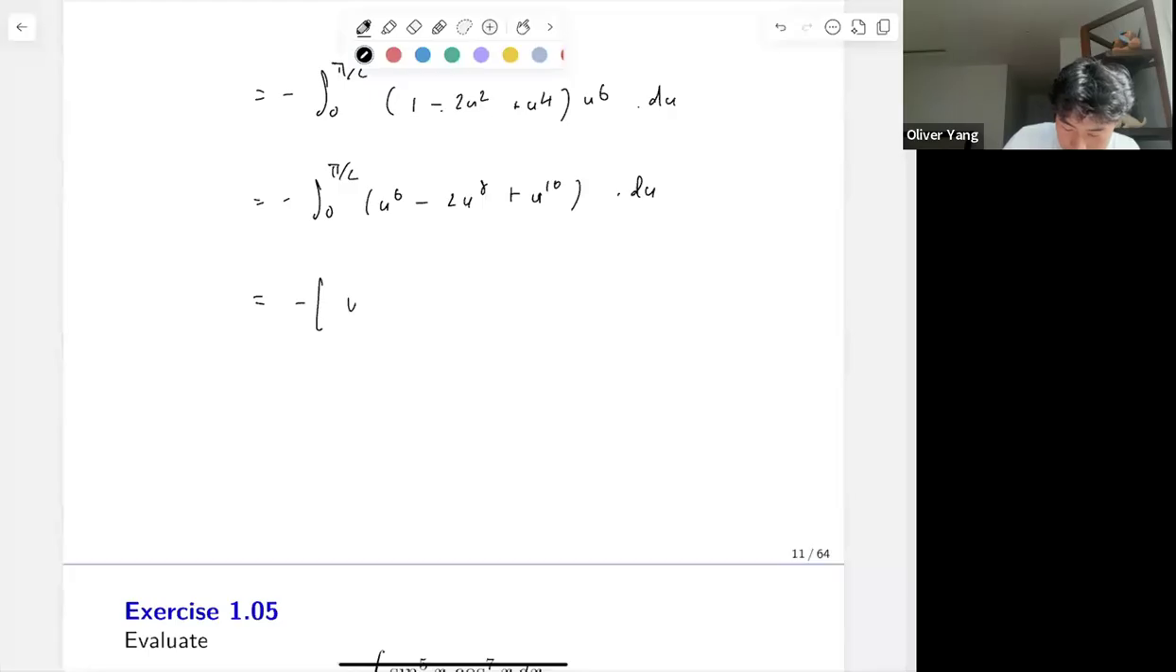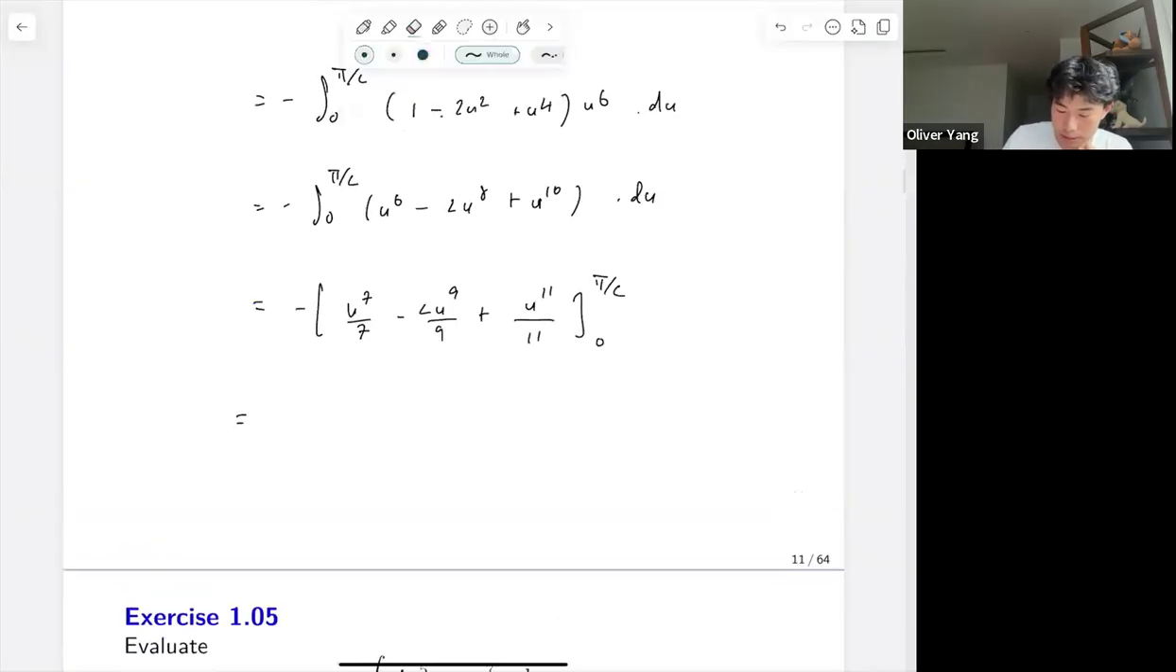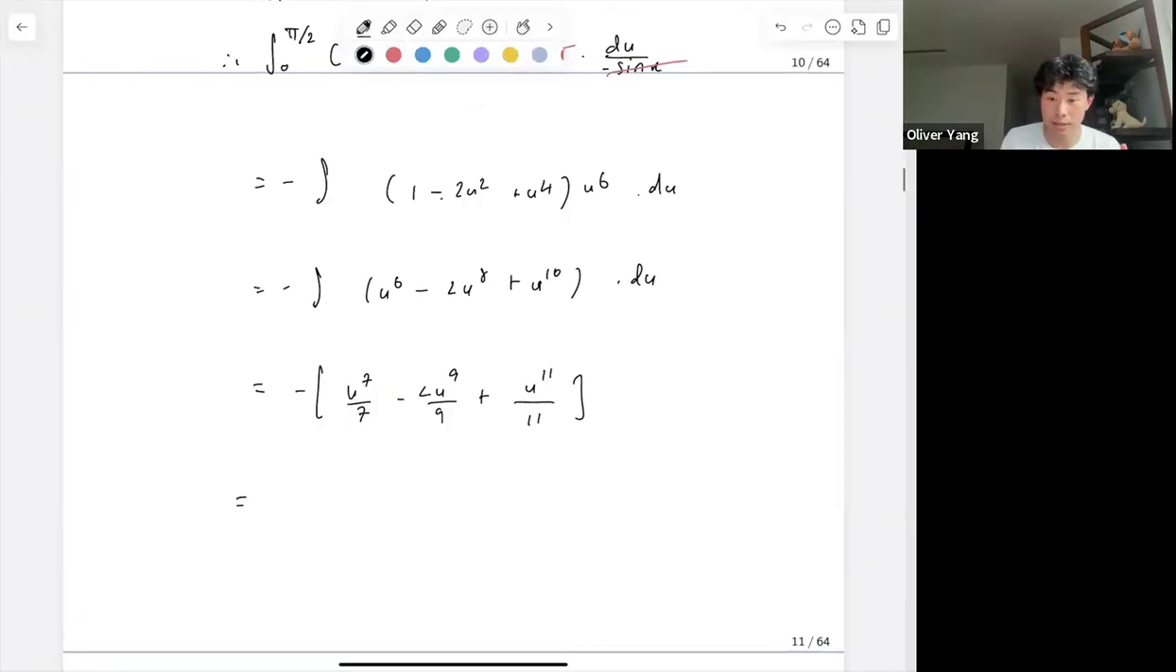Cool. Let's do the integral. So we get u to the 7 on 7 minus 2u to the 9 on 9 plus u to the 11 over 11. Oh, sorry, I shouldn't be putting terminals there. Ignore me for now. We're going to put the terminals after we resubstitute the u back in.